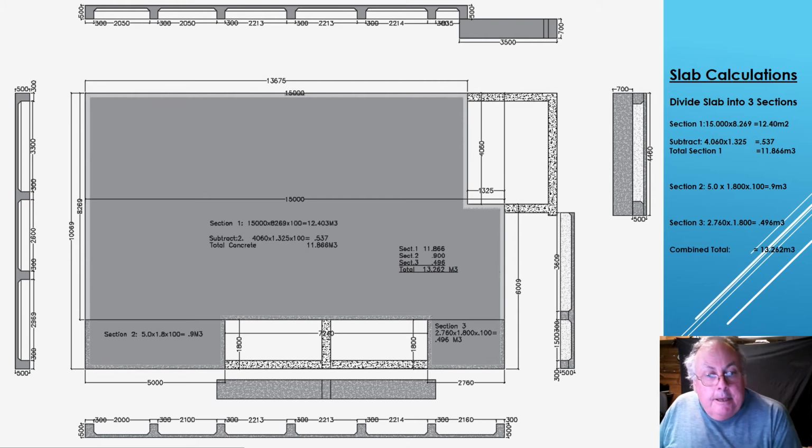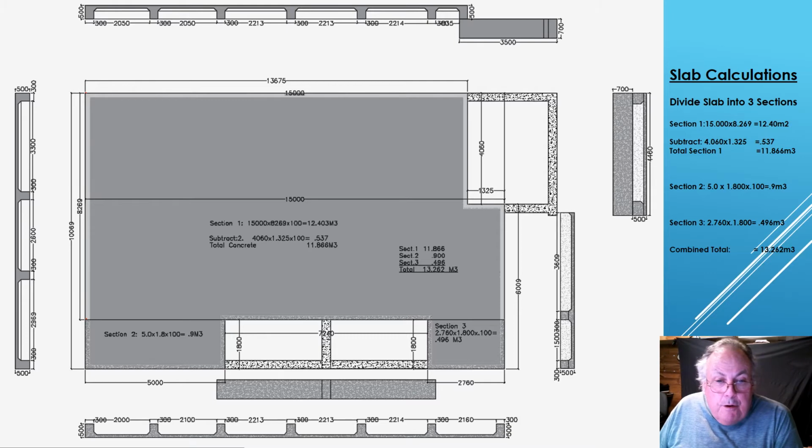So I've decided to actually break this down into 3 sections: Section 1, Section 2, and Section 3. Section 1 is 15 meters long, and the dimension is actually from here right through to the outer slab here. And we've also got 8 meters 269, which is the dimension from here right through down to here.